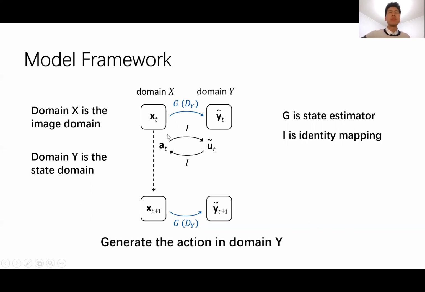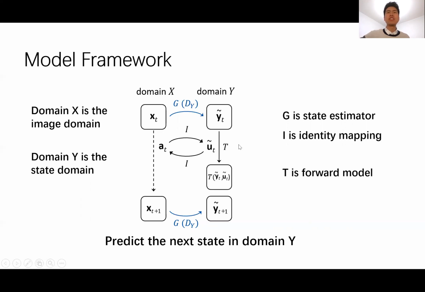And then we simply copy the domain X action AT to get UT, the domain Y action. Here I means identity mapping, simply copy. And then we have an upper case T, that is the dynamics forward model, which takes the current state and action as the input and tries to predict the next state. So here we feed YT and UT into this dynamics model to predict the next state.